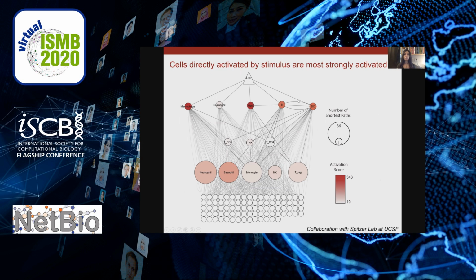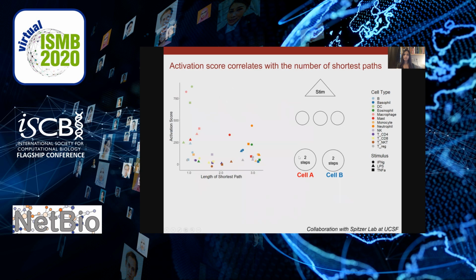The immune cells in the first row are those that are only 1 step away, and then 2, and then 3. The size of the node indicates the number of shortest paths, whereas the color indicates the activation score. So you see here that the cells that are just 1 step away, directly activated, are the most strongly activated. But we didn't see the stepwise decrease in activation that we expected. And you can see here that the length of shortest path, once you get past the cells that are directly activated, does not correlate very well with the activation score of the cells.